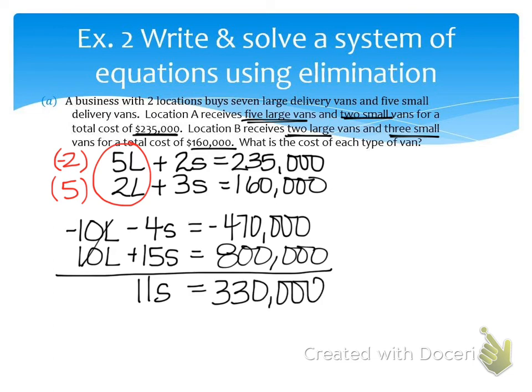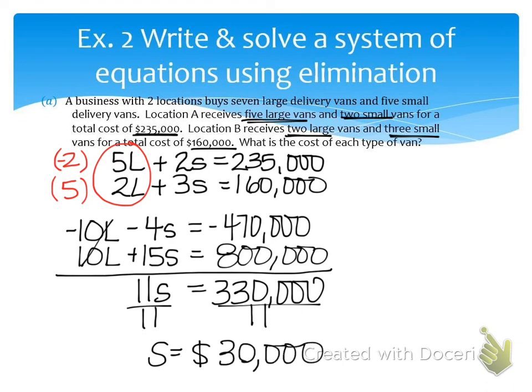So how would I solve for S to finish this problem? Caleb. Divide by 11. Good. I'm going to divide both sides by 11. So what is the cost of a small van? $30,000. Now, why did I put a dollar sign? Because this is a word problem and I must label my word problem. So as long as you use an S, I would say box that in as your final answer. Now, if you chose X and Y, you would have to identify it costs $30,000 for a small van. But if you've used an S and an L, I'm going to be able to figure out that you're saying the small van is $30,000.